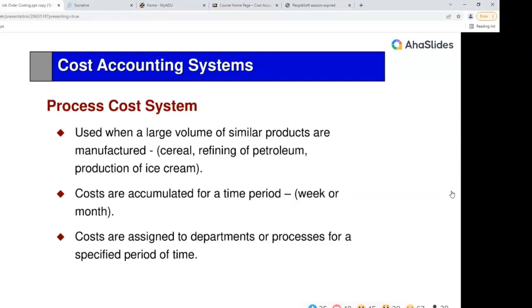But here you see, I assign the cost not to the job, but to the process. And then I divide the total cost, direct material, direct labor, and overhead, that I assign to the process for a week, by the output of the process. But each unit of output has the same amount of material, the same amount of labor, and the same amount of overhead. So we do this through that.